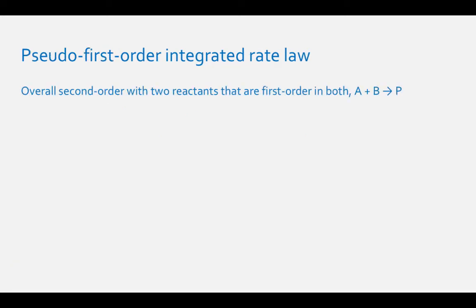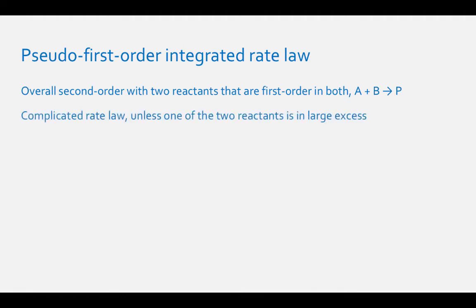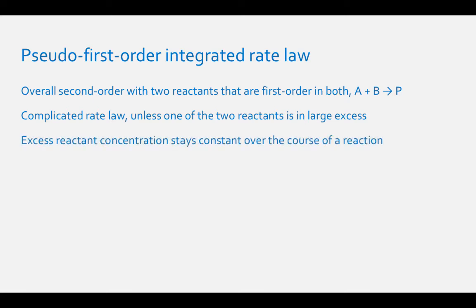What if we have an overall second-order reaction, but we have two reactants that are first-order in both? Something like A plus B results in P. This type of situation is complicated to write an integrated rate law for, unless one of the two reactants is in large excess. In these cases, the excess reactant's concentration remains virtually constant over the course of the reaction.